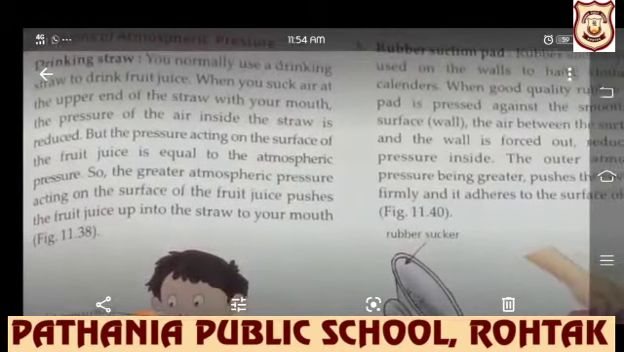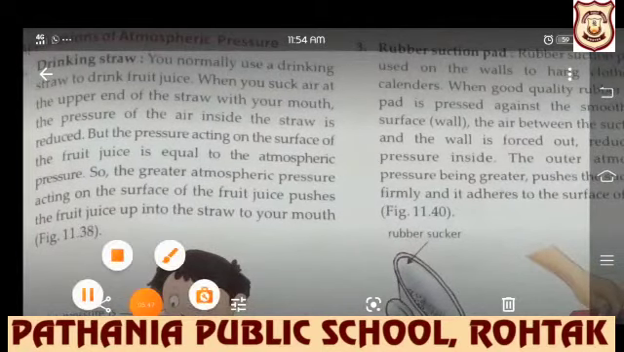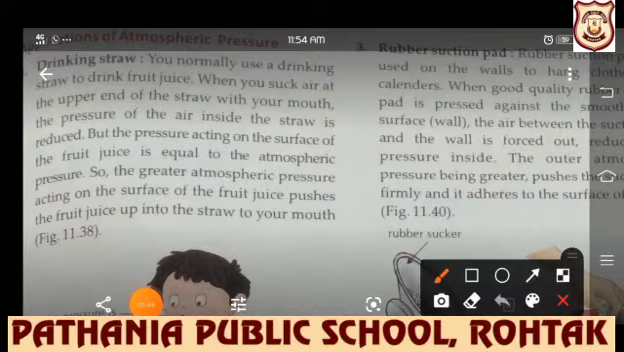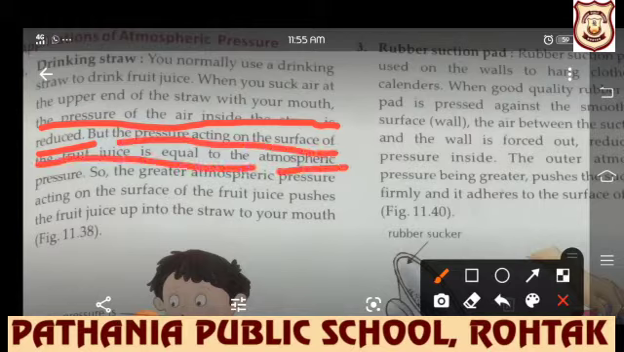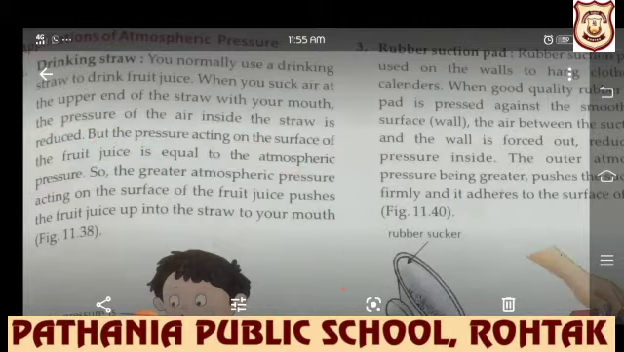When you suck air at the upper end of the straw with your mouth, the pressure of the air inside the straw is reduced. The pressure is reduced, but the pressure acting on the surface of the fruit juice is equal to the atmospheric pressure. So the greater atmospheric pressure acting on the surface pushes the fruit juice up into the straw to your mouth.